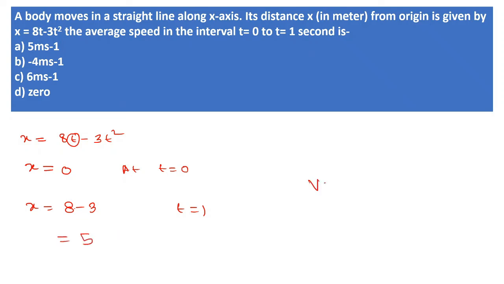Now we have to find out the speed. What is the formula for speed? Speed is total distance by total time. What is the total distance? It is 5, and the total time is 1 second. So what is the speed? 5 meter per second. Is that clear to all of you?